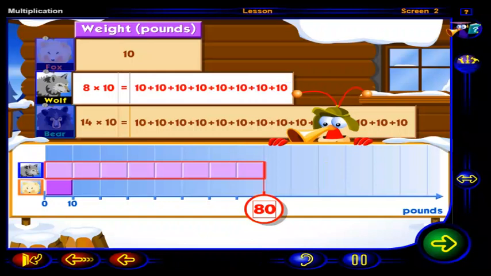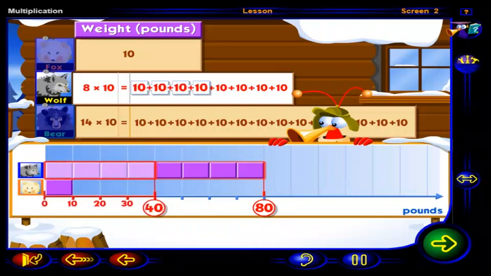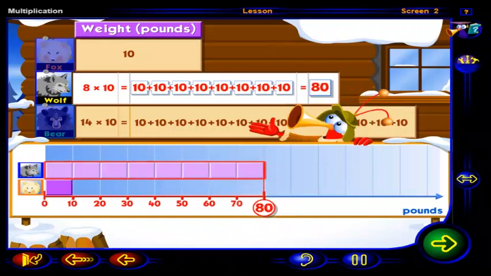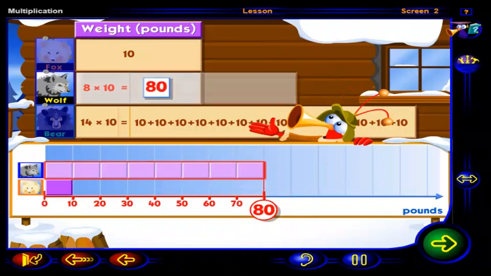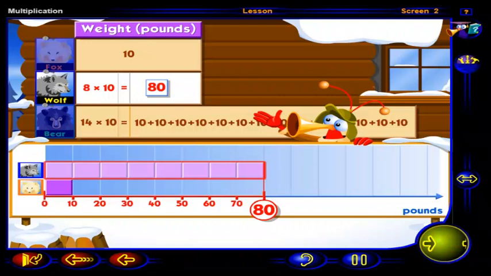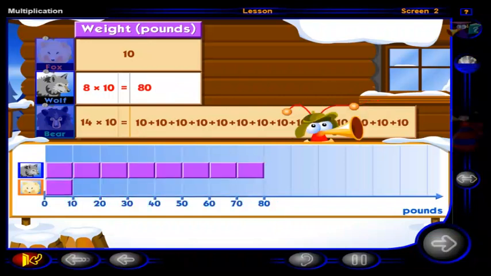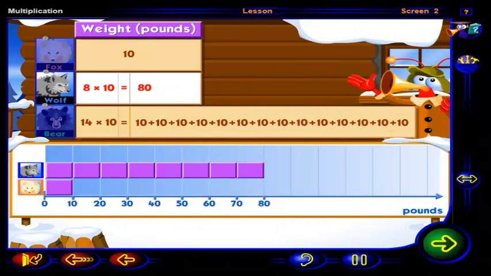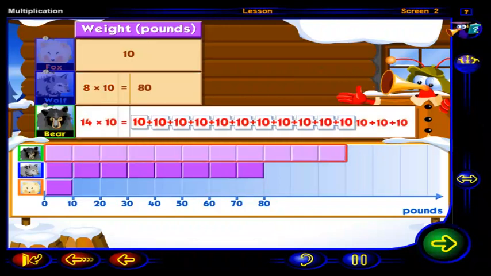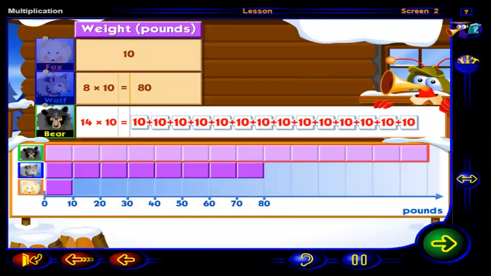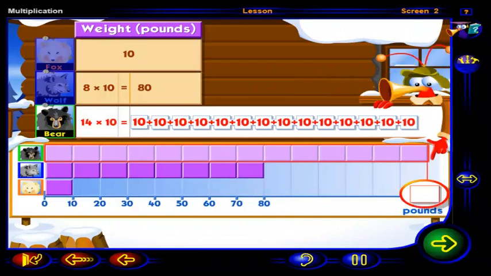That's it. 8 tens is 80. 8 tens is 10, 20, 30, 40, 50, 60, 70, 80. And since 8 tens is 80, this wolf weighs 80 pounds. Now, the weight of the bear is the sum of 14 tens. Type in the weight of the bear here, then click OK.